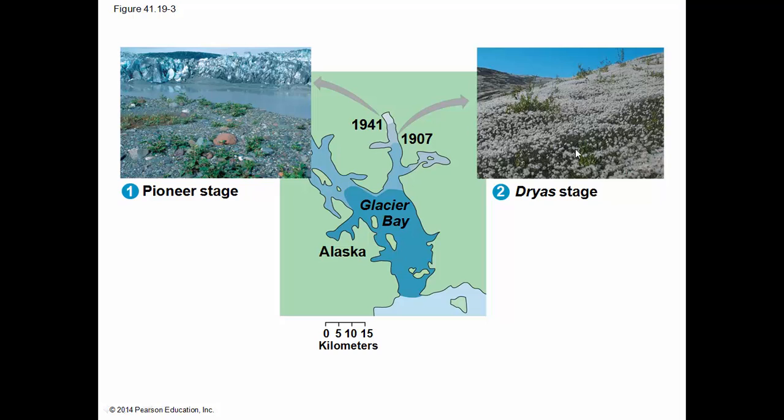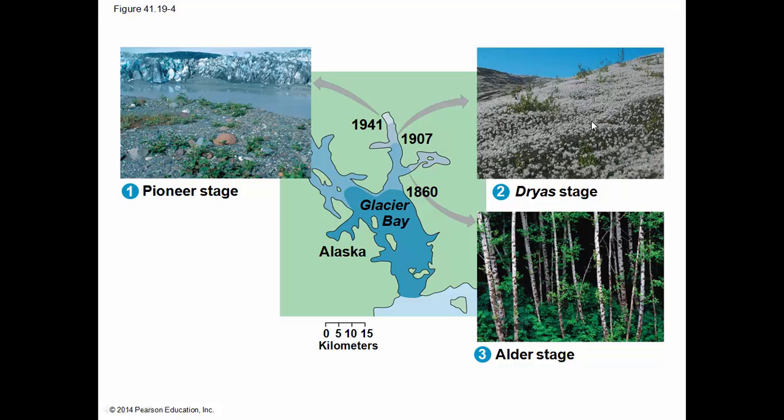The dryas stage, this is a low-growing shrubby plant which forms mats, and it grows all over that surface there. And the whole time it's growing, it's laying down a layer of soil nutrients, and preparing for the next stage, which is the alder stage. The alder stage is more developed, like a light forest, beginning to have deciduous trees, and these deciduous trees will drop their leaves, and those leaves will become a part of the soil here.